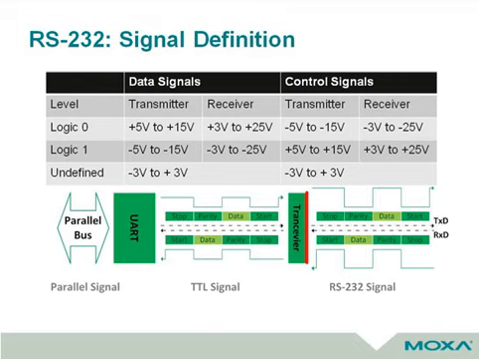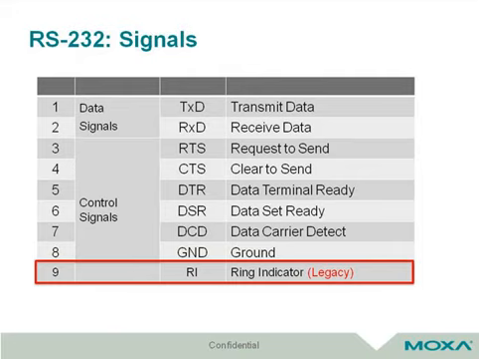Minus 3V to 3V will be an invalid signal. For control signal, it's the opposite. Minus volt is logic 0. Plus volt is logic 1.